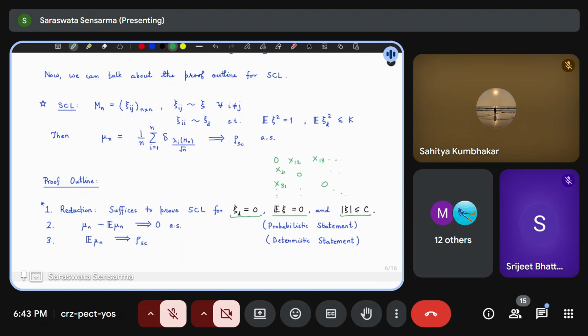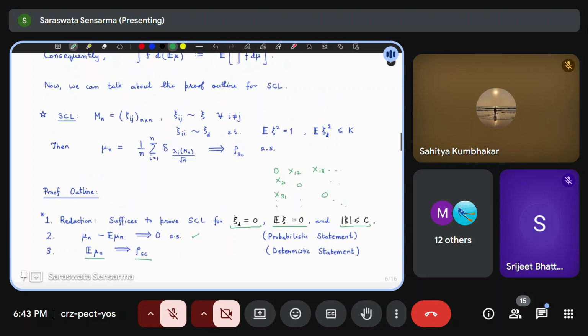And once we have this boundedness, we can go back to our standard thing that mu n minus expectation of mu n goes to 0 almost surely, and showing that expectation mu n, this expectation measure, is converging weakly to the semicircle law. These are deterministic measures; there's no almost surely here, both sides are deterministic. This is probabilistic. And what we will do in today's talk is this was the approach taken by Wigner as well, and this is always the standard approach. But I'll mainly focus on this part, and this is the crux of the proof.